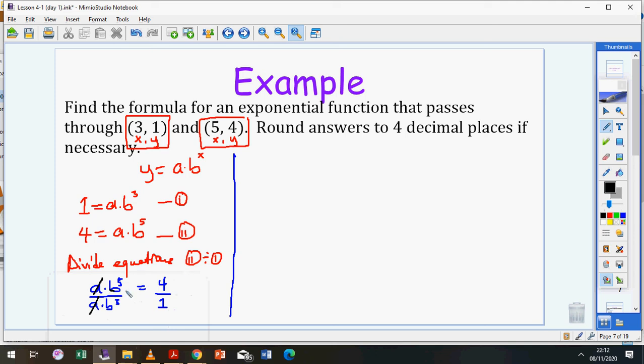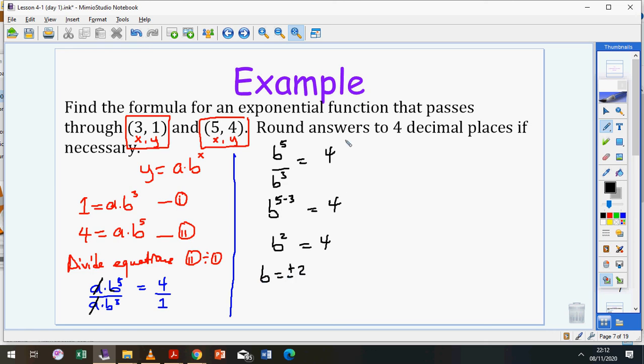So b to the power 5, I'm left with b to the power 5 divided by b to the power 3 is equal to 4 divided by 1. I know that b to the power 5 divided by b to the power 3 is the same as b to the power 5 minus 3, which is equal to 4. b to the power 5 minus 3 is the same as b to the power 2 equals 4, so therefore my b value could be positive or negative 2.